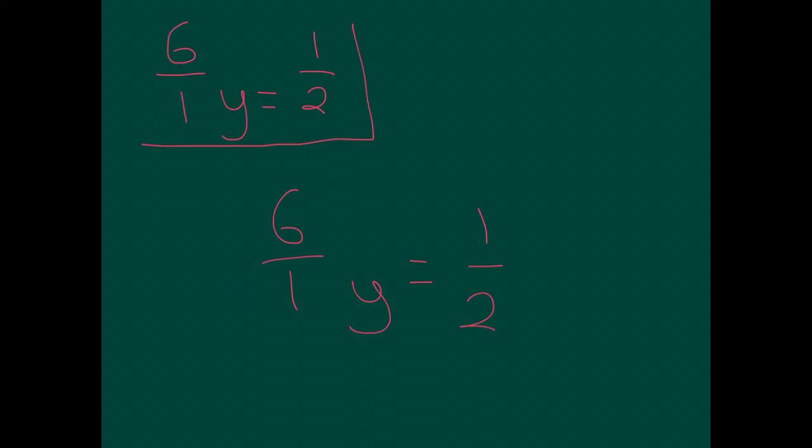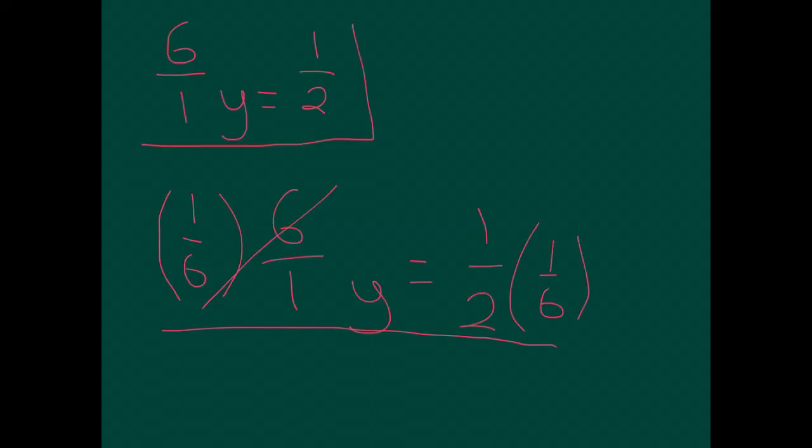So in this problem, the first thing you'll need to do is write the reciprocal, which is 1/6. And so the reciprocal times the other reciprocal cancels it out to equal 1. And so you'll need to do 1 over 6 over here. And so that leaves you with y. And so 1/2 times 1/6 is equal to 1/12. So y in this problem equals 1/12.